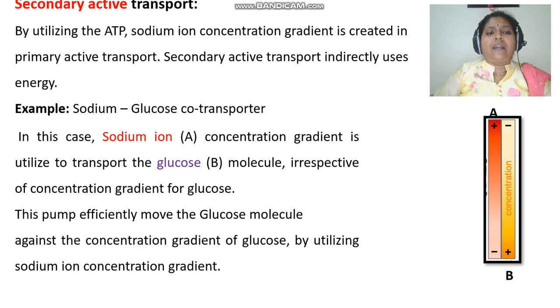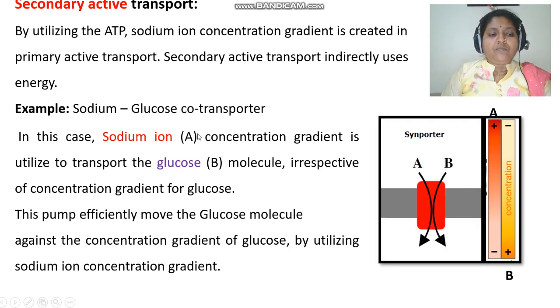Now, the secondary active transport. By utilizing ATP, the sodium ion concentration gradient is created in primary active transport. Now, the secondary active transport indirectly uses this energy. For example, the sodium glucose co-transporter. Here, this is a plasma membrane. The A molecule is the sodium ion and the B molecule is the glucose molecule. If you observe, the A molecule has a higher concentration on one side than on the other side.